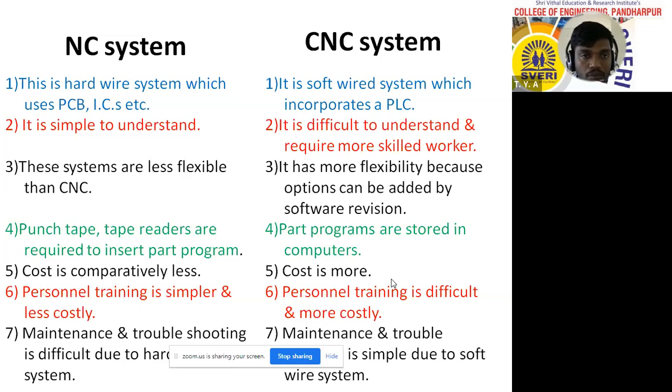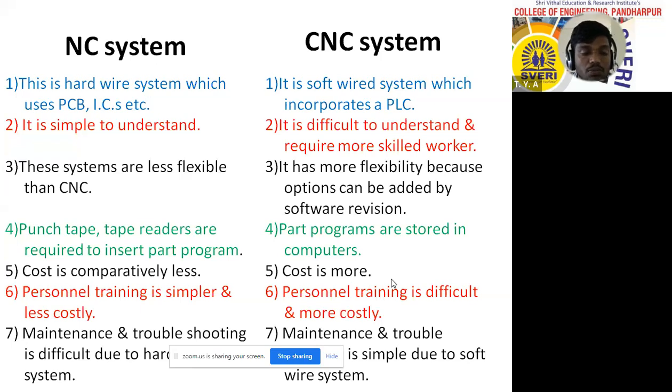Okay. Fourth point, in NC system, punch tape readers are required to insert the part program. So this is the conventional first NC system, in that you have to use the punch tape, you have to use a punch tape reader to insert the part program. But exactly opposite in CNC system, you just require only computers to store the program and give the input. Okay. Fifth one is, cost is comparatively less. Here cost is more as compared to the NC system because we are using highly advanced computers and machines.